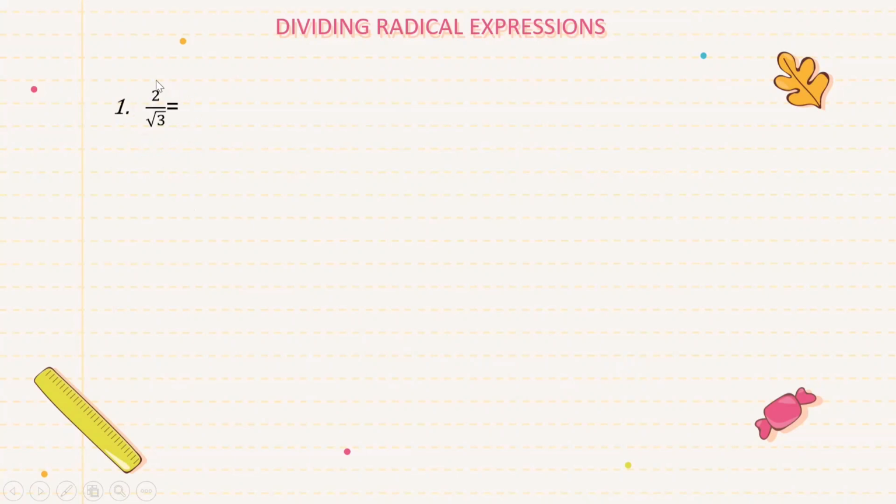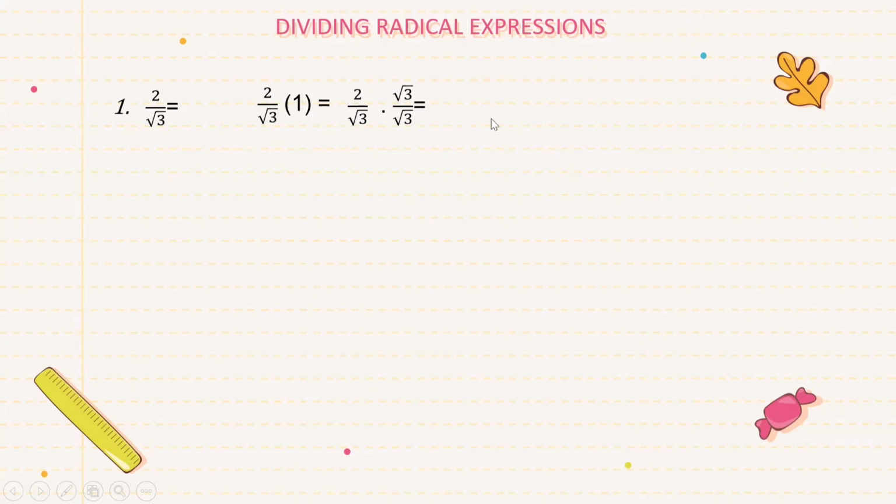So, what if our example is like this? 2 over the square root of 3. We can rewrite this as 2 over the square root of 3 times 1. Then, we write it as 2 over square root of 3 times square root of 3 over square root of 3. Square root of 3 over square root of 3 is equal to 1. So where did the square root of 3 come from? We took it from our denominator. When we multiply square root of 3 to our numerator, we must also multiply square root of 3 to our denominator.